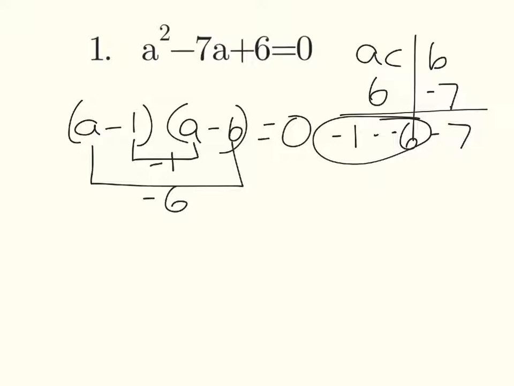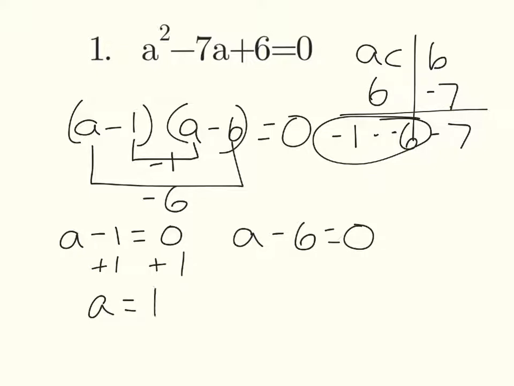Our new step here is we have to solve each part in our equation. We're going to set a minus 1 equals 0, and we're also going to do a minus 6 equals 0. So we're just solving some little short equations here. Just add our 1 here. A equals 1. Add our 6 here. A equals 6. So my answers are 1 and 6.